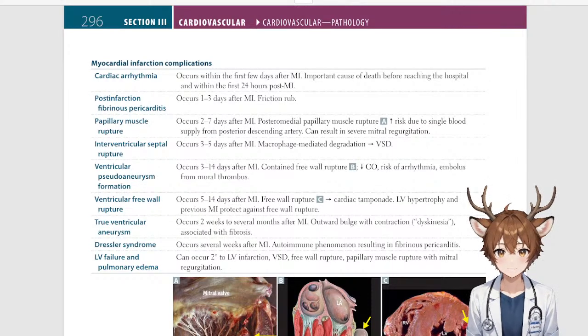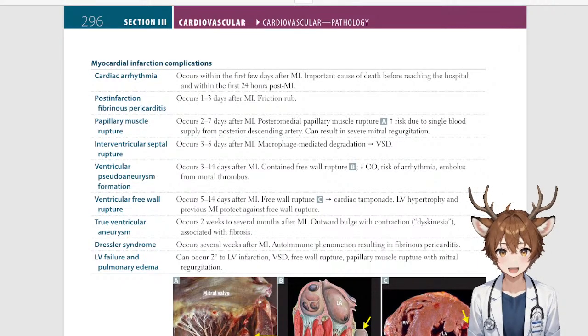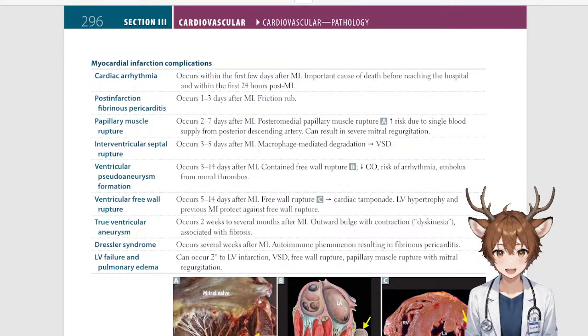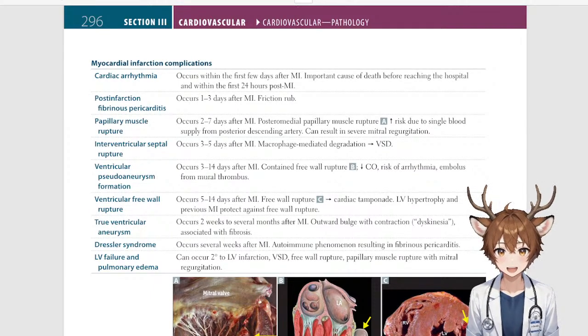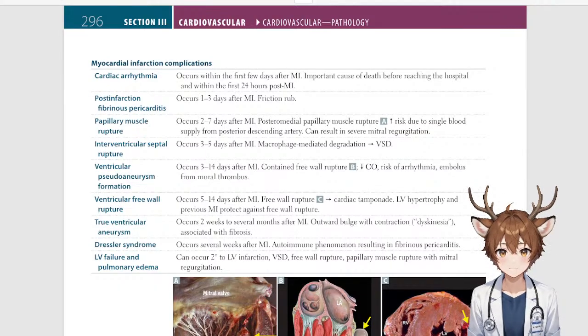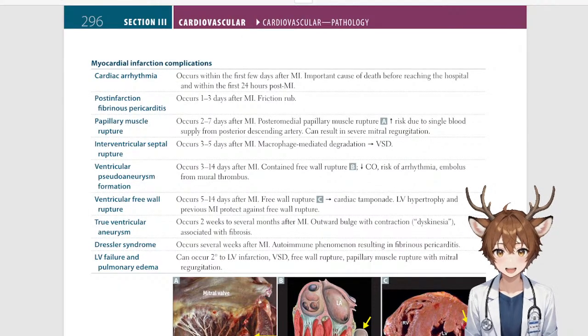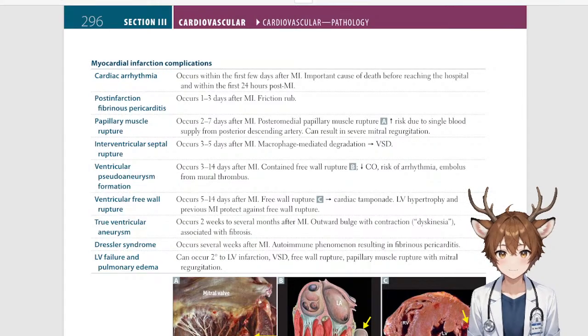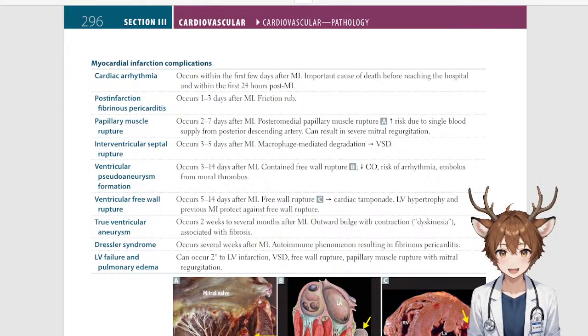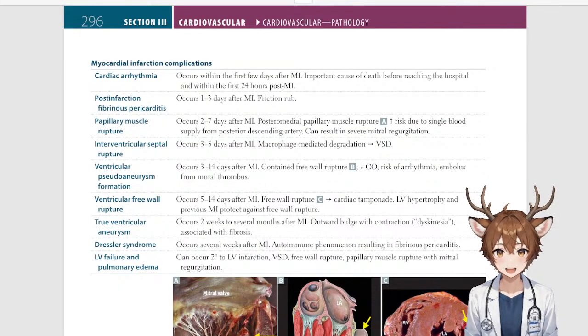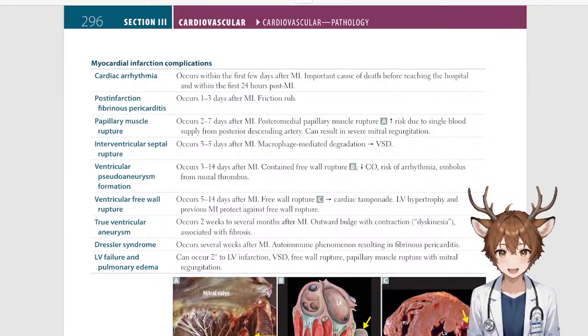Ventricular free wall rupture happens within 5 to 14 days. This free wall rupture, which is shown in picture B in my book, I think. Is it picture B in your book? No. Free wall rupture is actually picture C in your book. Yes, there we go. So, free wall rupture leading to cardiac tamponade or internal hemorrhage is often fatal.